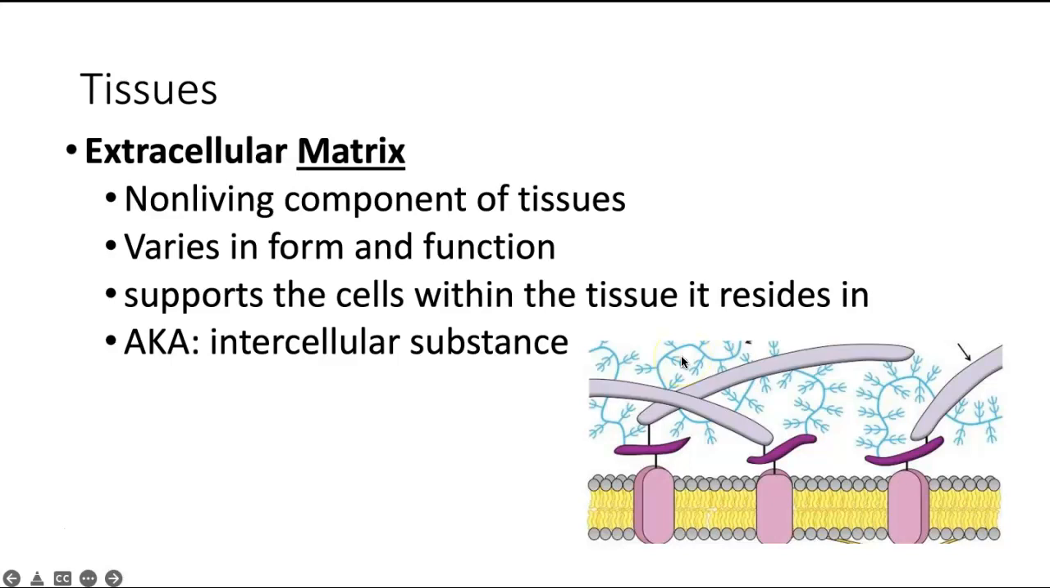So they vary in form and function. So for example, your blood plasma, that's extracellular matrix of your blood. All right, that is very different than the extracellular matrix in like your tendons or your bone, right? So they all have different functions, and it depends on what the point of the tissue that it's in. All right, so form follows function. So what it looks like, its shape, determines its job. Okay. It supports the cells within the tissue that it resides in, so it kind of holds it together.